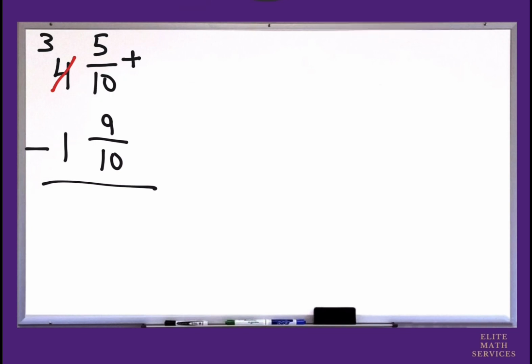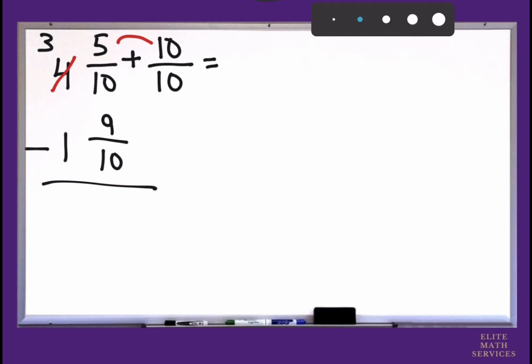So the first thing we do is make sure the denominators are the same, which is 10. In order to make this equivalent to 1 whole, we put the same number as the numerator. So 10 over 10 is equal to 1 whole. Now we simply add the numerators. 5 plus 10 gives us 15 over 10.